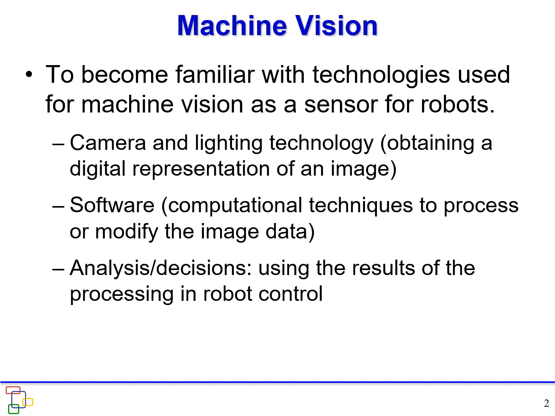What do you understand by the word machine vision? Machine vision is in other ways known as a sensor or vision for robots. It normally uses a camera and lighting technology to obtain a digital representation of an image, and it uses software for computational techniques to process or modify the image data. Then it needs analysis or processing so that it can be used to send controls or commands to the robot control.